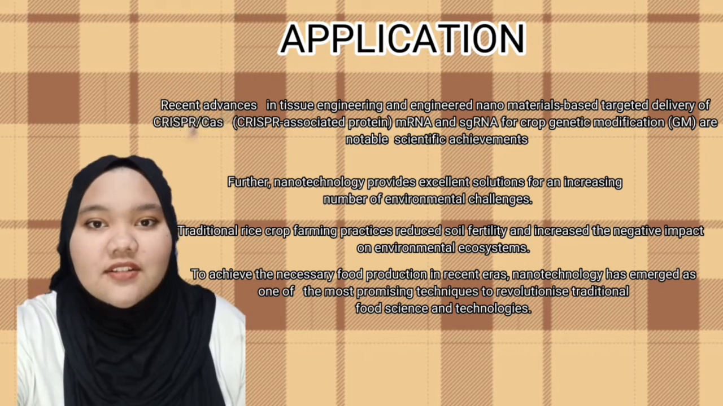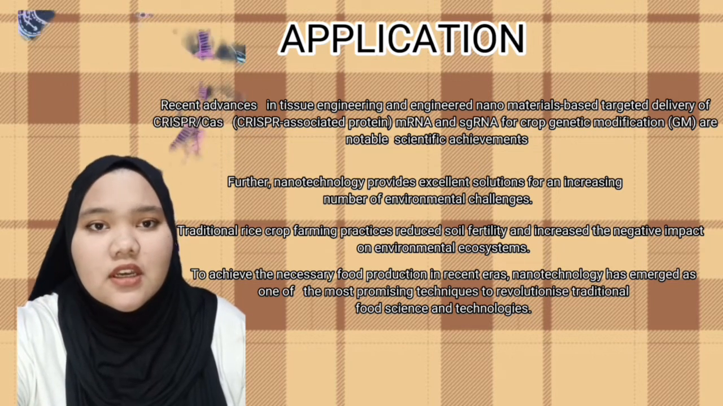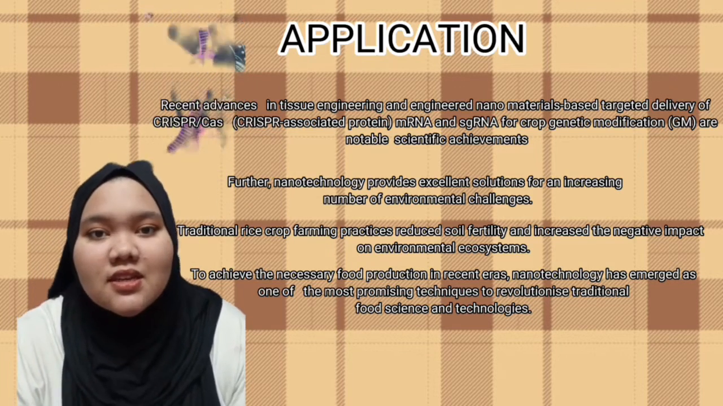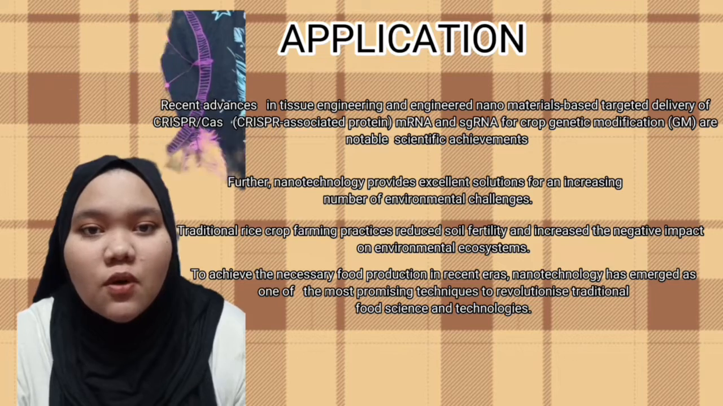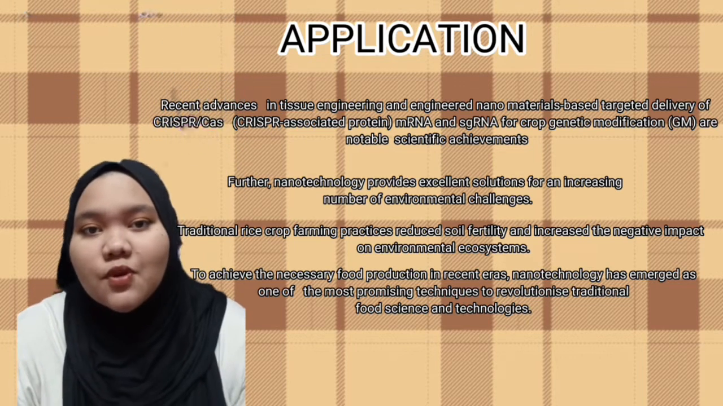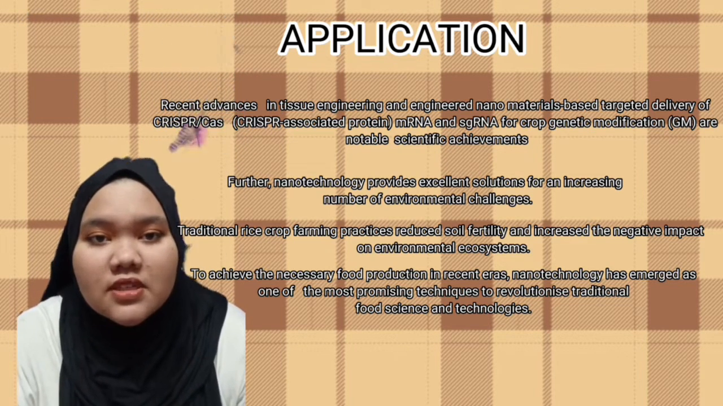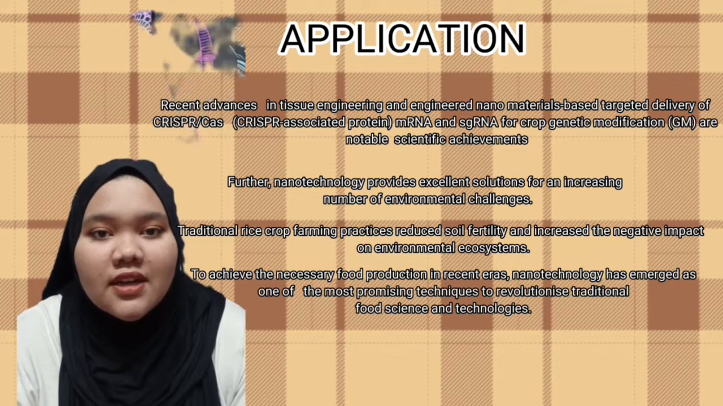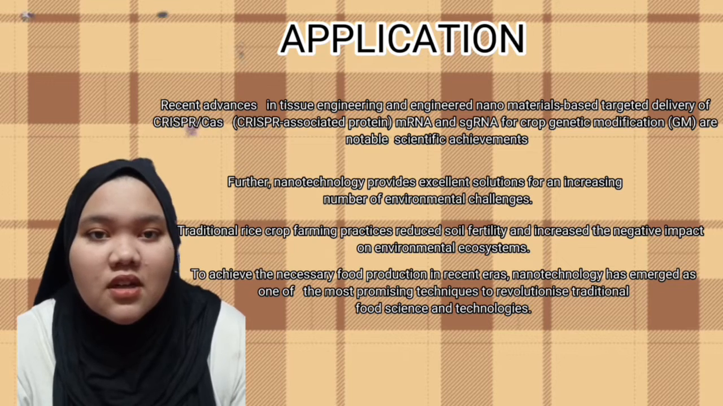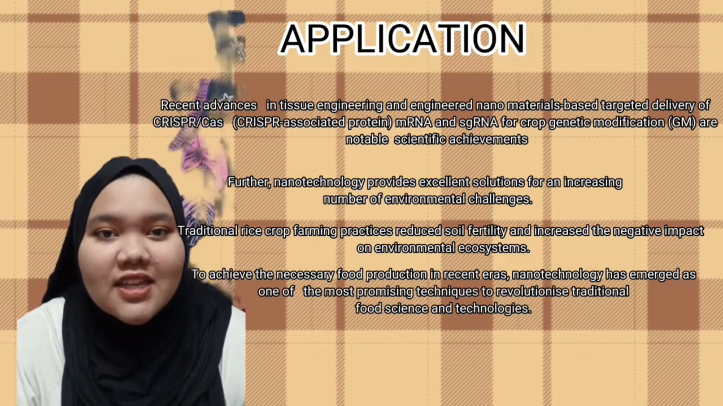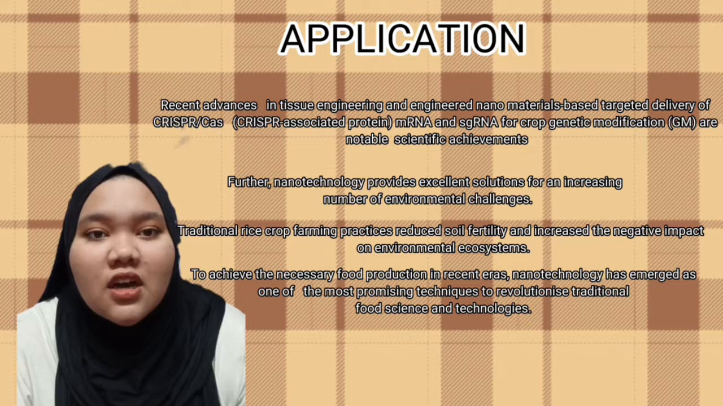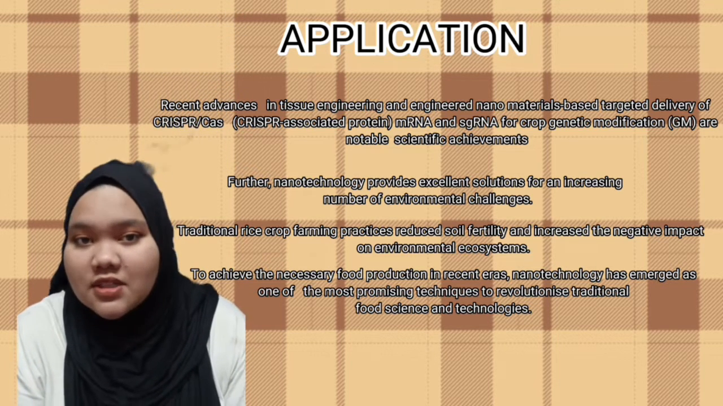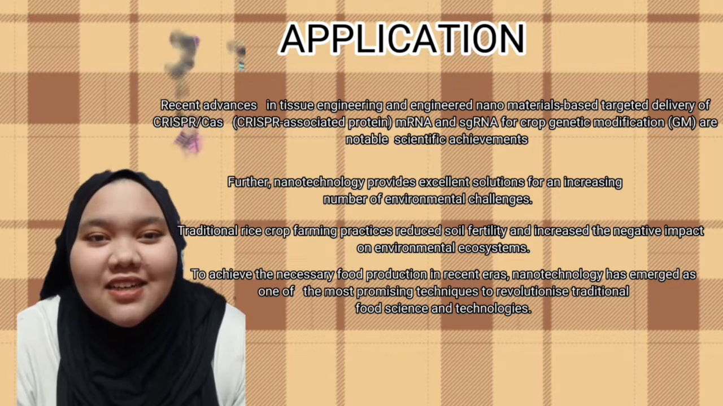In addition, as agriculture faces numerous and unprecedented challenges, such as decreased crop yield through biotic and abiotic stresses, such as nutrient deficiency and pollution, the emergence of nanotechnology has offered promising applications for precision agriculture. Recent advances in tissue engineering and engineered nanomaterial-based targeted delivery of CRISPR, which is CRISPR-associated protein, mRNA, and sgRNA, for crop genetic modification are notable scientific achievements. Furthermore, nanotechnology provides excellent solutions for an increasing number of environmental challenges.